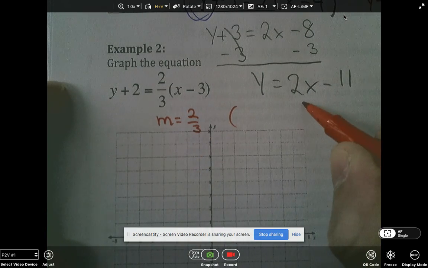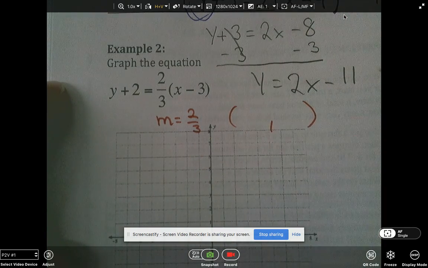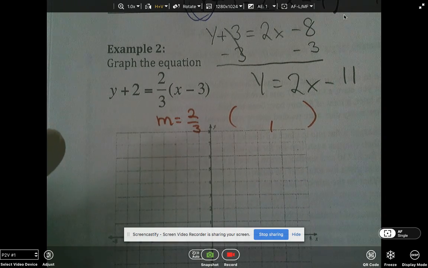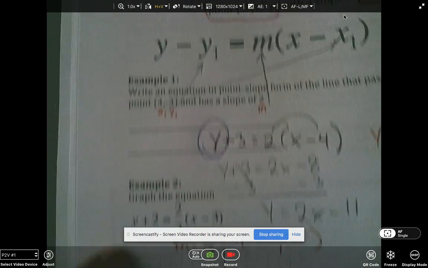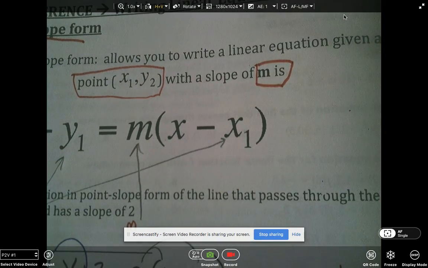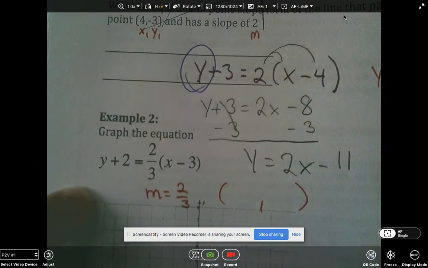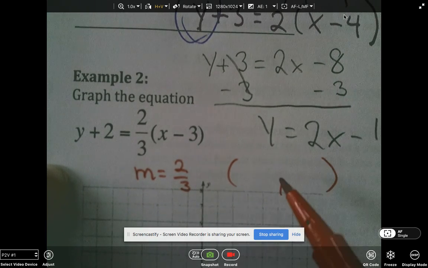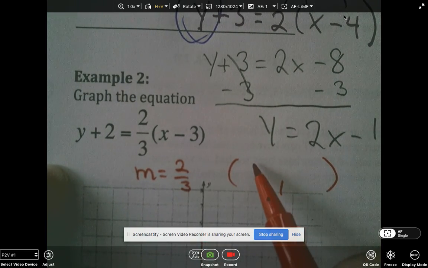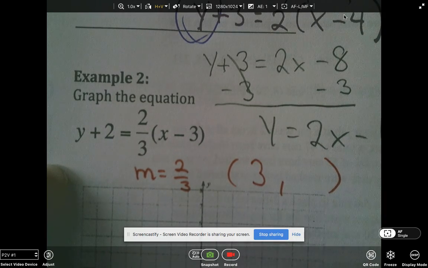Now we need a coordinate, or our point. So we need to think back and figure out what was my original x1. If you go back to the format, it's minus x1. So can someone tell me what you think x1, the x coordinate, would be if we look at that part? Yeah, it's just a 3 because it was minus 3.